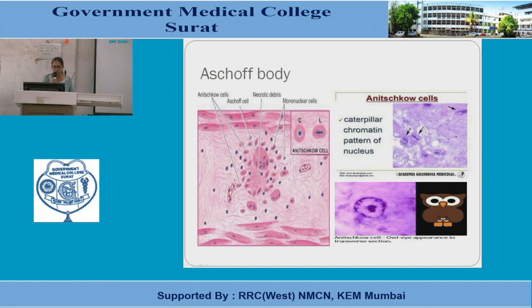Here, one finding in the Anitschkow cell: when you see it in the longitudinal section, the nucleus of the Anitschkow cell appears as a central condensed mass with ribbon-like wavy chromatin that is termed the caterpillar pattern. And when you see it on the cross section, it appears as a central condensed mass with perinuclear halo, giving the characteristic owl's eye appearance.